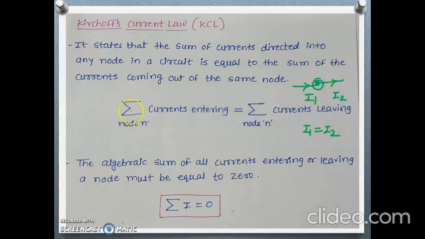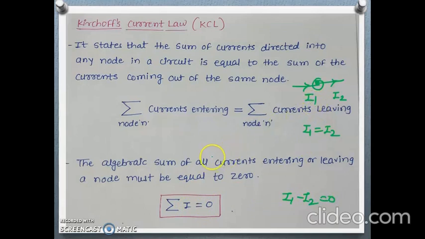That means summation of currents entering at node n equals summation of currents leaving at the same node n. Also, in other words, we can say the algebraic sum of all currents entering or leaving a node must be equal to 0. That means I1 minus I2 equal to 0.